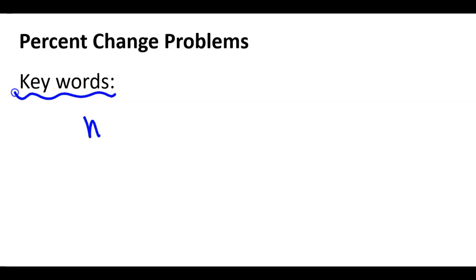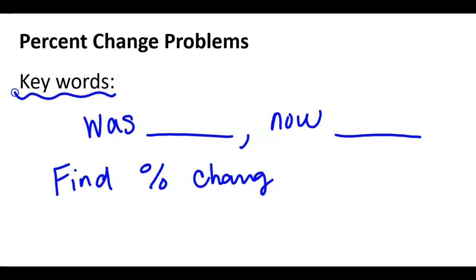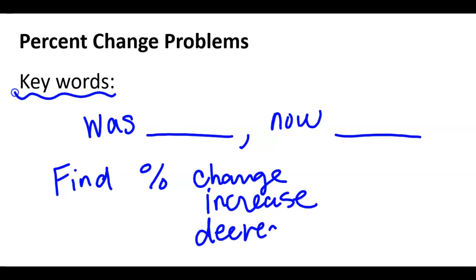Okay, for the first one, for percent change, the clues or the keywords that you're going to look for in the problem are if the problem tells you it was this value and now it's this value, right? It was something, but now it's this. And the question might say, find either the percent change, the percent increase, or the percent decrease. So the wording could have any of those in the question. So you should have these written down as the clue words for this kind of problem.